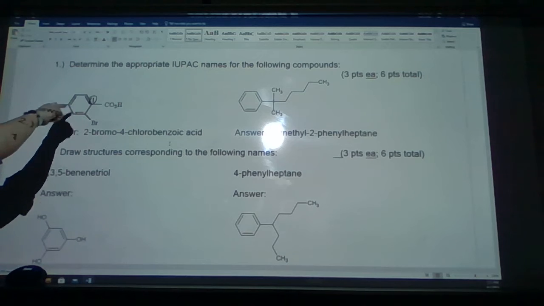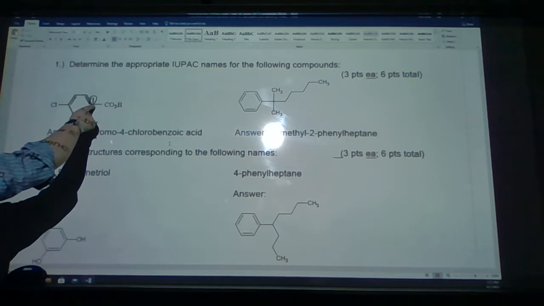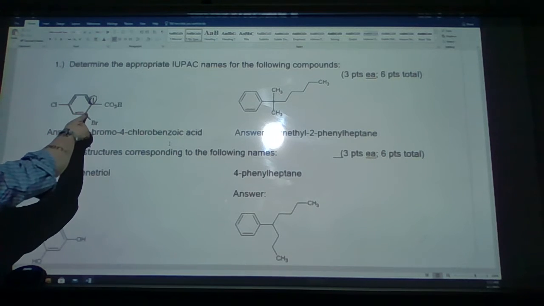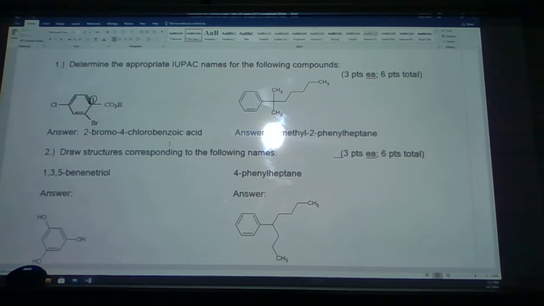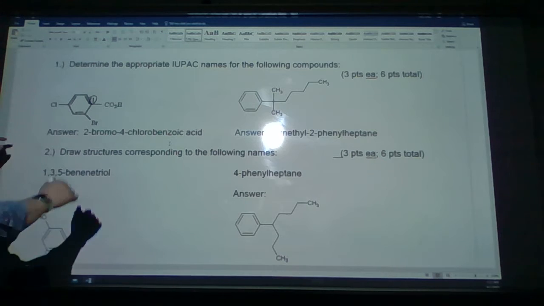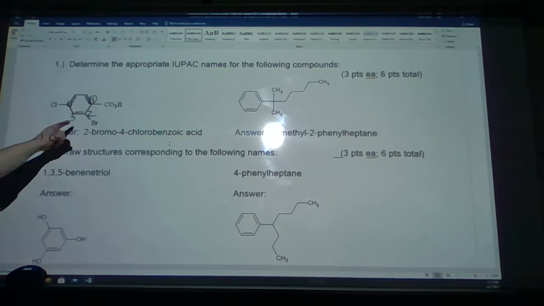Then you number around the ring either one clockwise or one counterclockwise, such that the next substituent has the lowest numbering position possible. Here, if we number clockwise, the bromine is at 2. If we go around the other way, the chlorine is at 4. So we're going around this ring in the clockwise position. 1, 2, 3, 4. So this is 2-bromo, 4-chloro, benzoic acid.